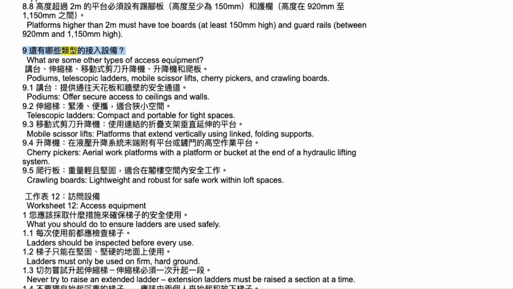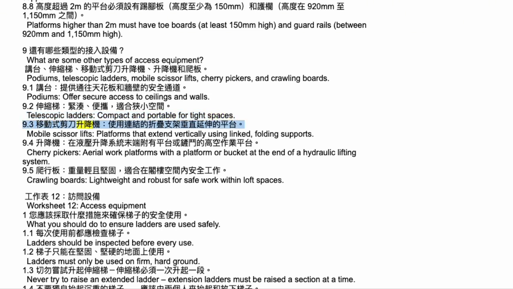9. What are some other types of access equipment? Podiums, telescopic ladders, mobile scissor lifts, cherry pickers, and crawling boards. 9.1 Podiums offer secure access to ceilings and walls. 9.2 Telescopic ladders are compact and portable for tight spaces.